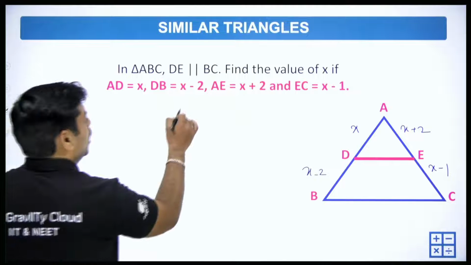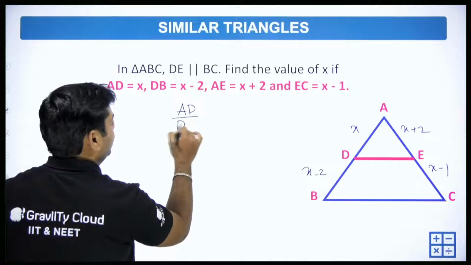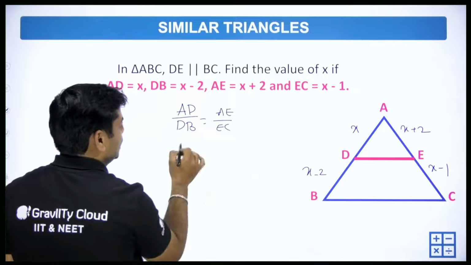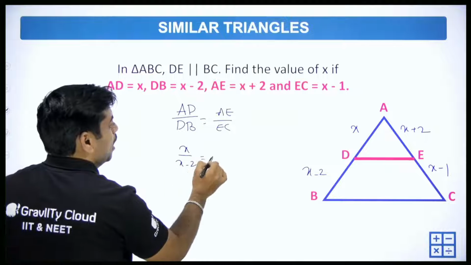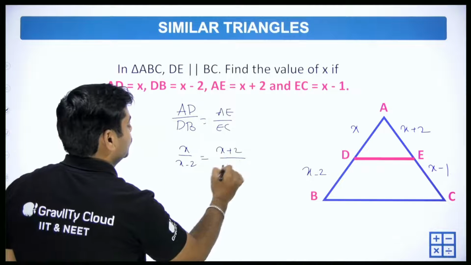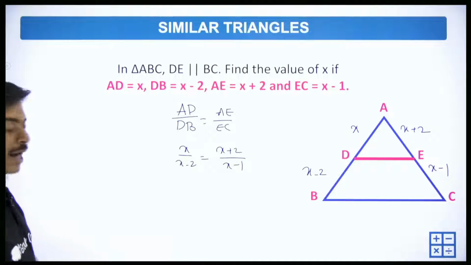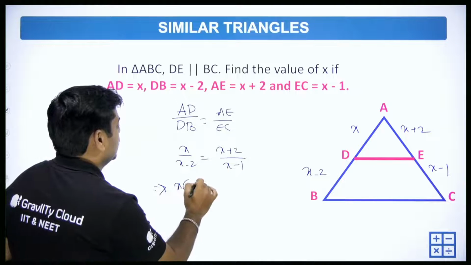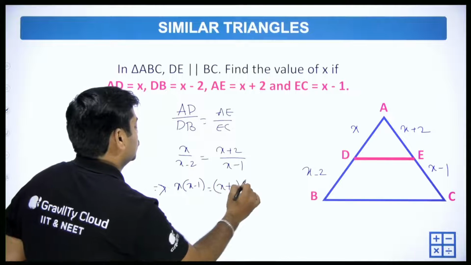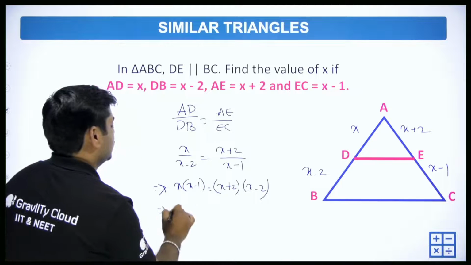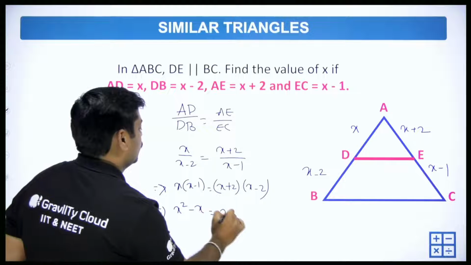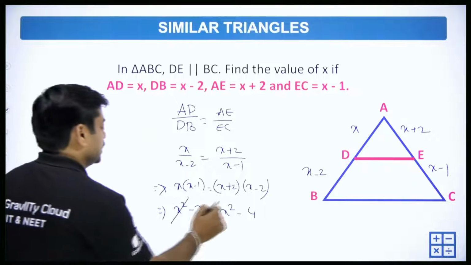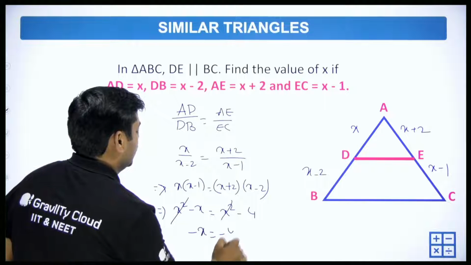So we know that using the basic proportionality theorem, AD by DB is equal to AE by EC. So AD by DB means x by x minus 2 is equal to AE by EC, x plus 2 by x minus 1. Now let's calculate that. Cross multiply. X into x minus 1 is equal to x plus 2 into x minus 2. X into x minus 1 is x square minus x is equal to x square minus 4. So we can cancel x square on both the sides. So we'll get minus x is equal to minus 4 and x is equal to 4.